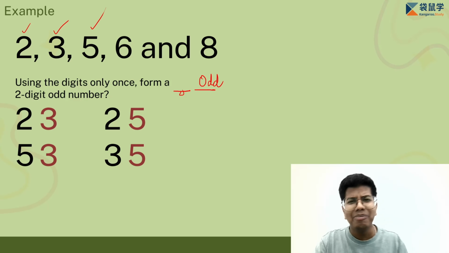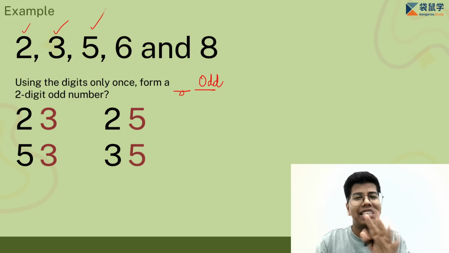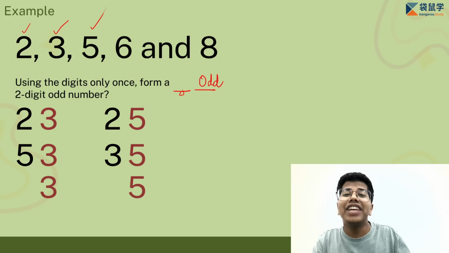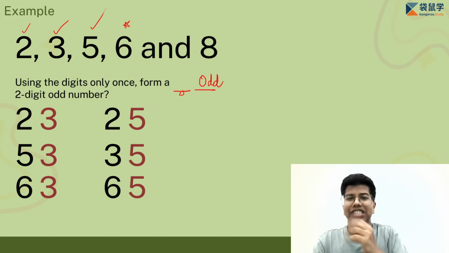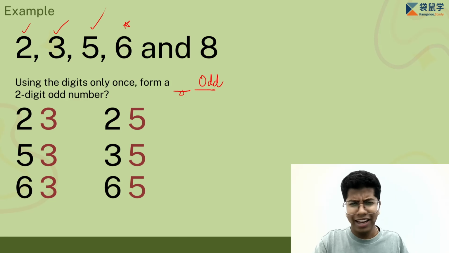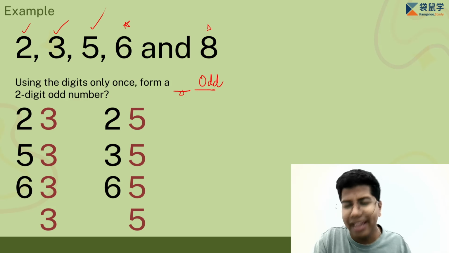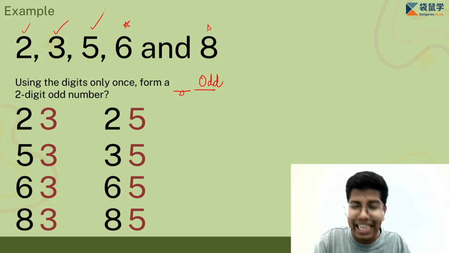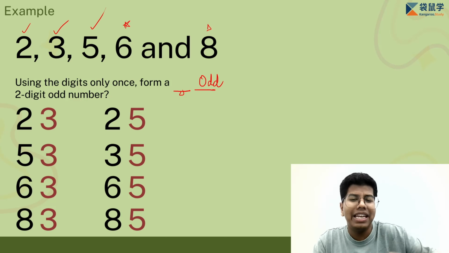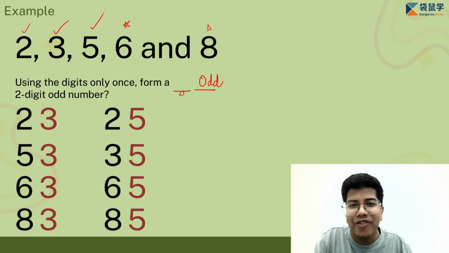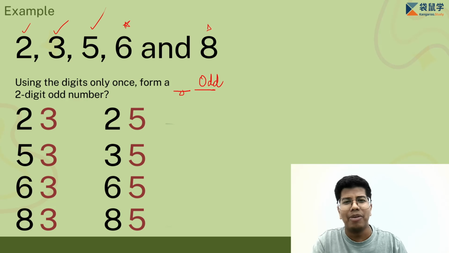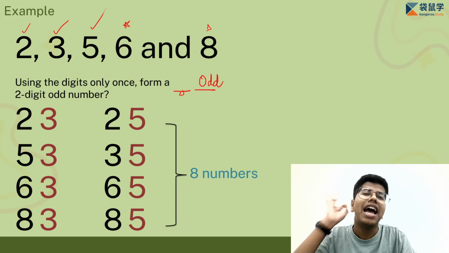Is this the only number? No, the last digits are the same, as we know, 3 and 5. We can pair them with the 6 that is present. So the numbers become 63 and then 65. Is that all? No, there is the last digit pending, that is 8. I can pair it with 3 and 5, giving us 83 and 85. So, how many 2-digit odd numbers did we form? Yes, if we count the total, this is simply 8 numbers.